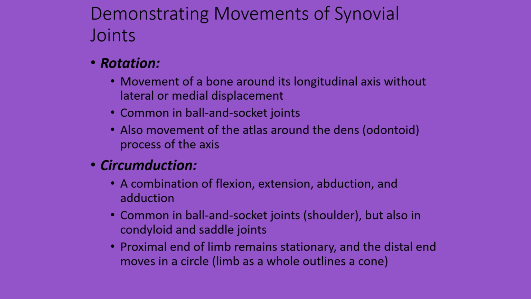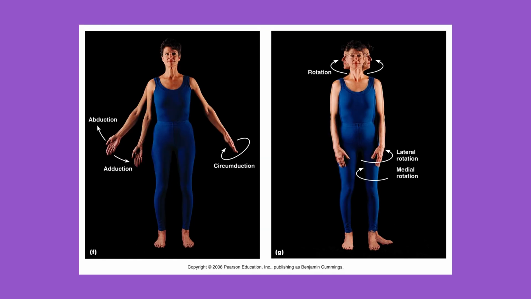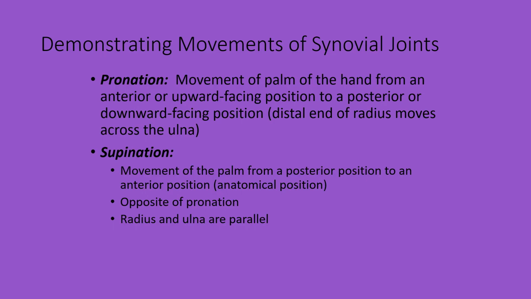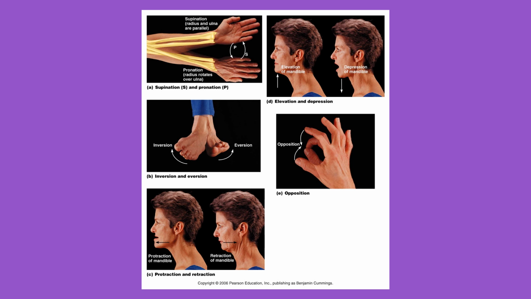Rotation is movement of the bone around a longitudinal axis, versus circumduction, which is a combination of several different movements. Rotation, as you can see here, would just be turning the leg versus doing a circular motion for circumduction. And this also has the abduction and adduction movements. Pronation and supination are movement of the palm. Are you moving the palm so that it's facing upwards, or is it facing downwards, as you can see here.